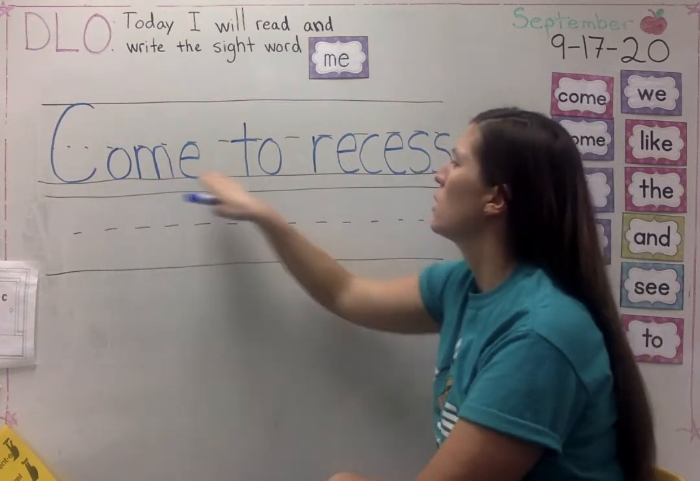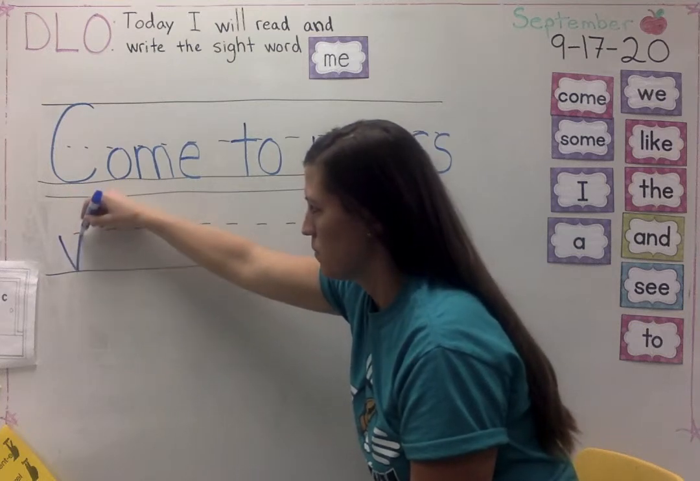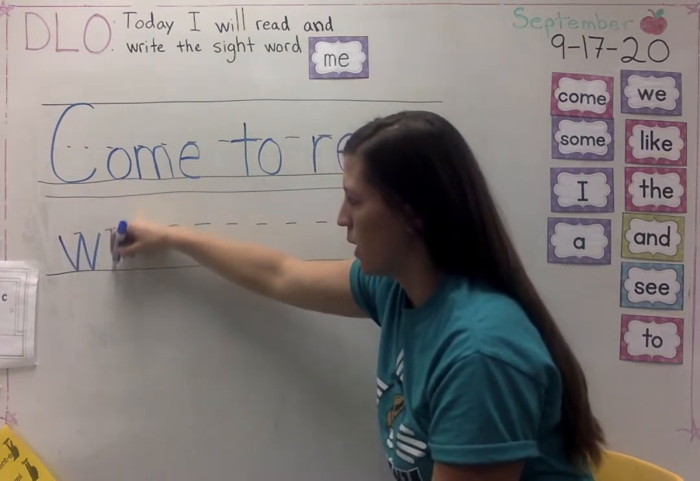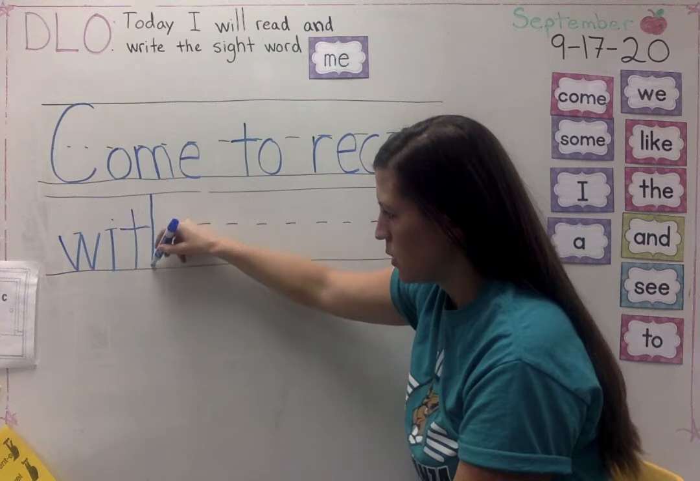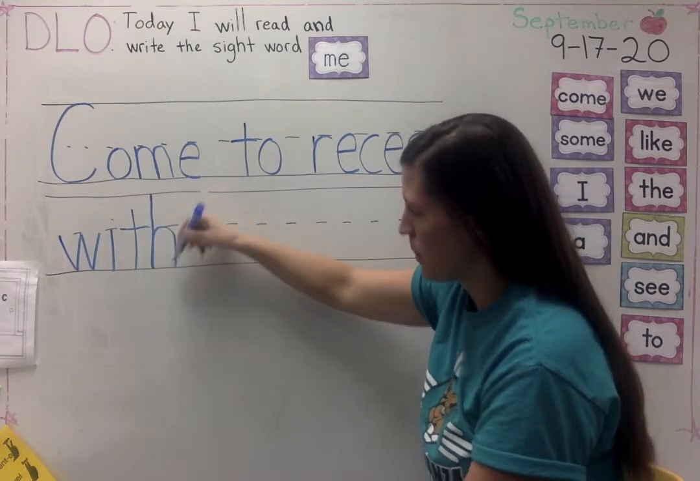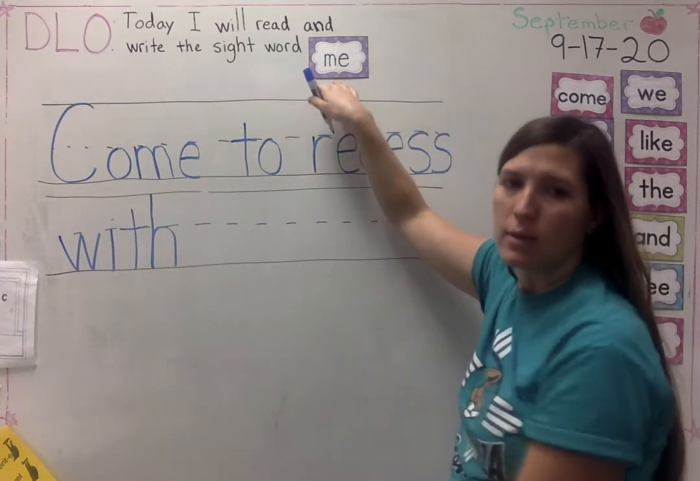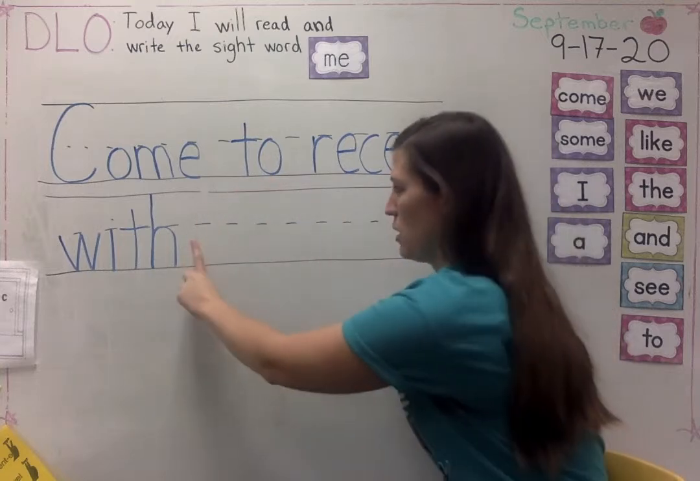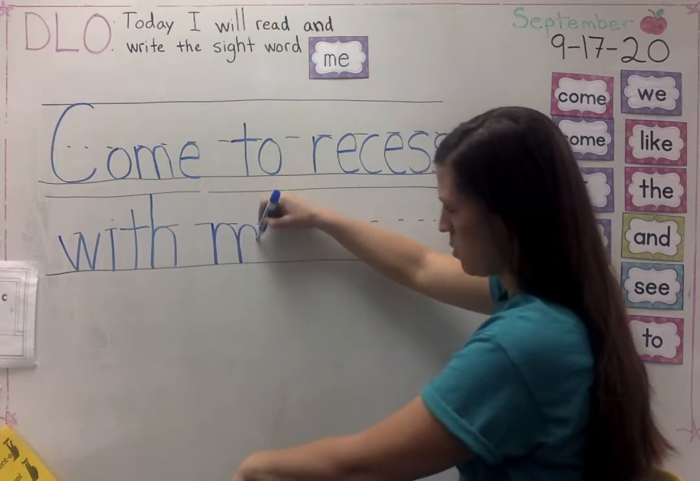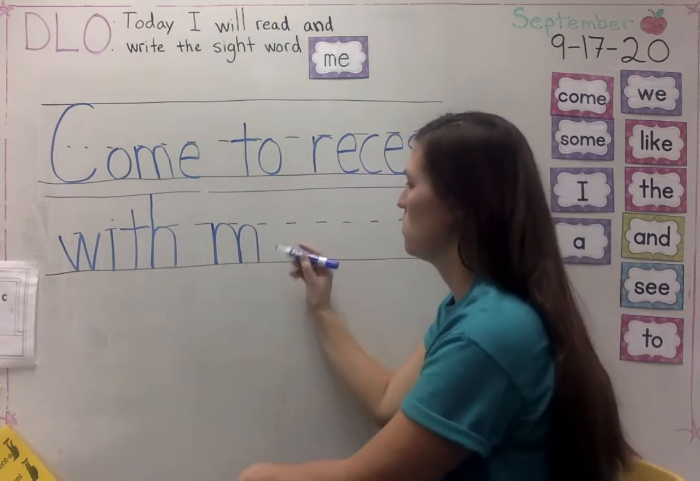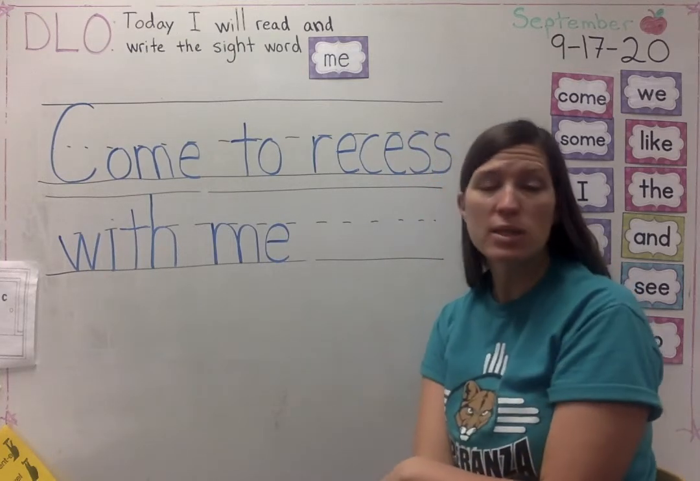Let's read what we have so far. Come to recess with. With is W, I, down, dot, T, H. H is tall, down, hump. Come to recess with me. How do I spell me? M-E. Finger space. M, down, hump, hump. Come to recess with me. M-E, over, up, and around. Now I'm excited. Come to recess with me.